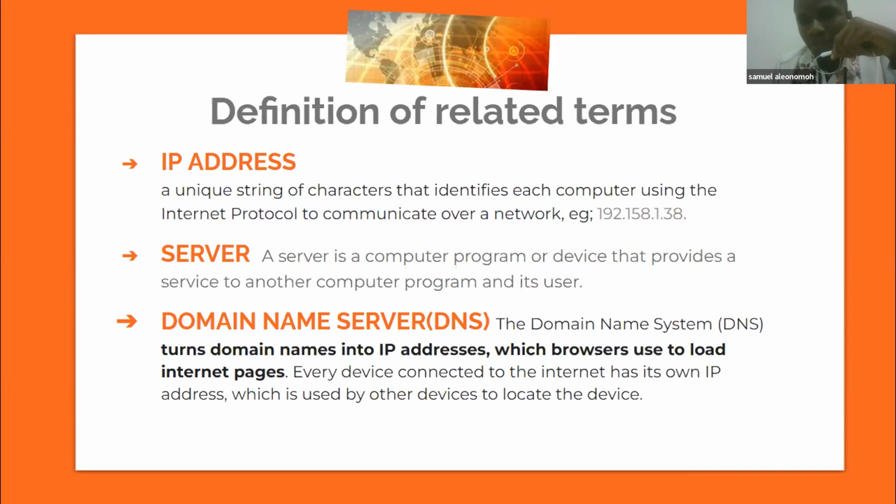So that's a server. Now, what do we mean by domain name system? This is a system that turns domain names into IP addresses. Technically, every machine or computer that connects and communicates on the internet must use an IP address, and therefore would use a DNS, a domain name server. So we're going to understand what a domain name server is.